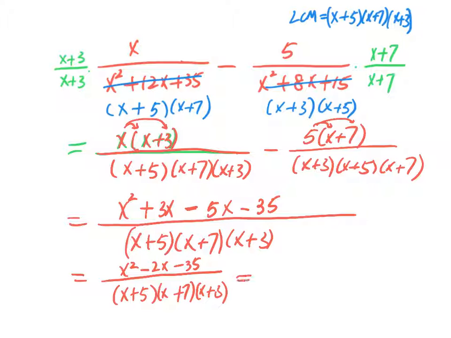And then we can factor the numerator, so it should be x minus 7, x plus 5, and oops, sorry.